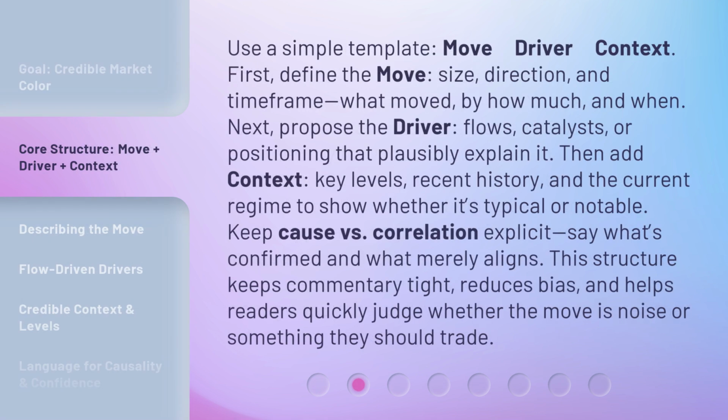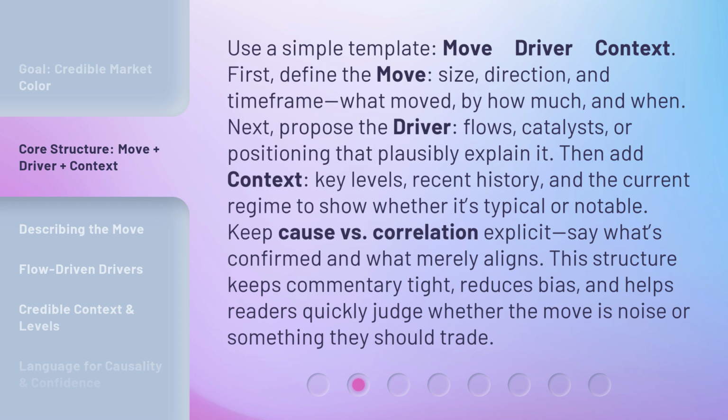Use a simple template. Move → Driver → Context. First, define the move: size, direction, and time frame. What moved, by how much, and when. Next, propose the driver: flows, catalysts, or positioning that plausibly explain it. Then add context: key levels, recent history, and the current regime to show whether it's typical or notable.